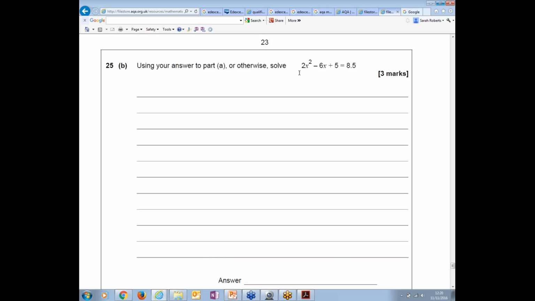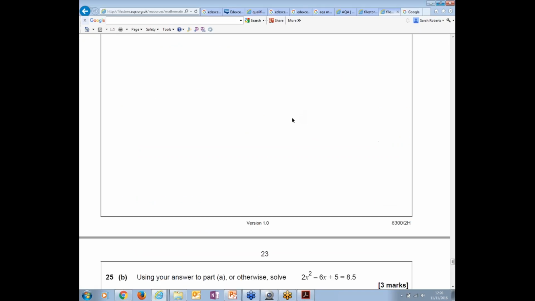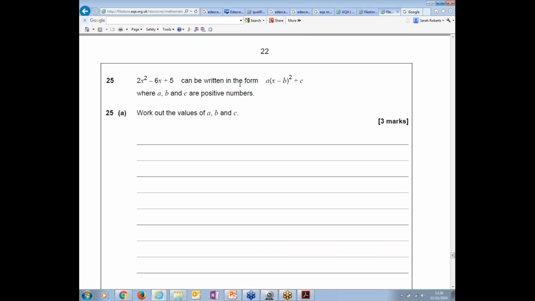There's a quadratic with a bit at the beginning. Using your answer to part A. Oh look, no, there you go. Completing the square can be written in this form. Work out A, B and C. So they are getting them to complete the square on one that's got a constant in the front. 3 marks that is for that bit. So there you go. As you can see, the completing the square stuff that I showed you in fact is on there, and they're expected to know it with a constant at front.